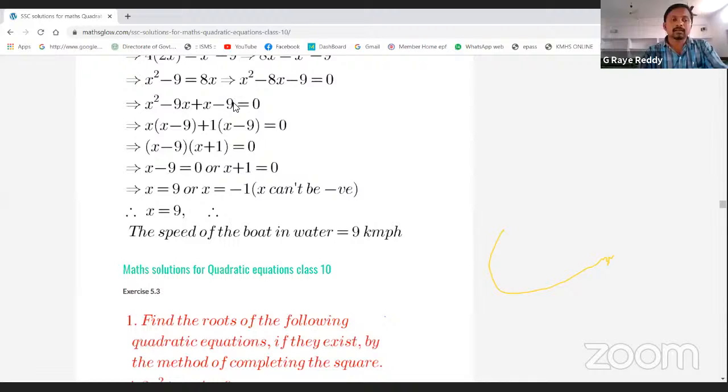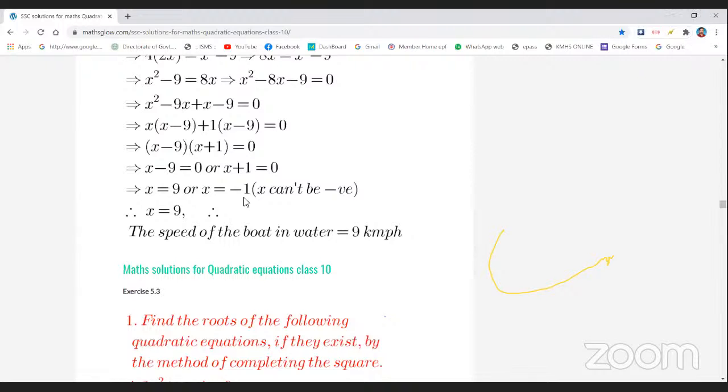So we have to write first and last term as it is. Then x is common in first two terms, so we get x minus 9. 1 is common in next two terms, we get x minus 9. So x minus 9 is common, so x plus 1 is the second factor. So we have product of two linear polynomials equal to 0, no? So we can equate each polynomial to 0, then we get roots: x is equal to 9 and x is equal to minus 1.